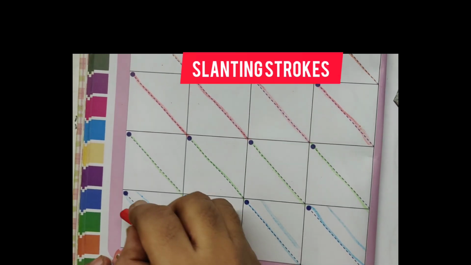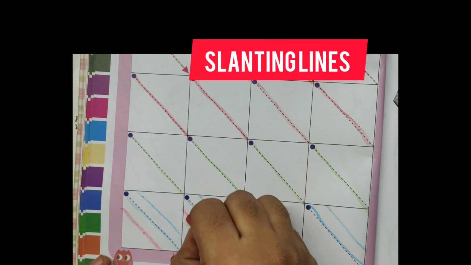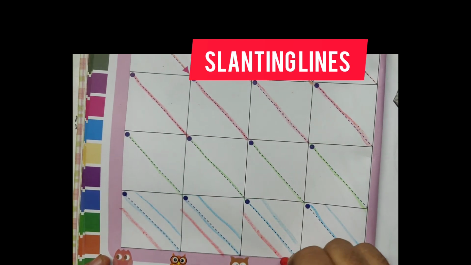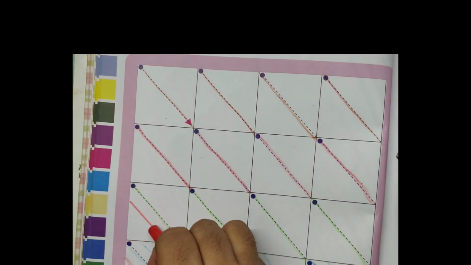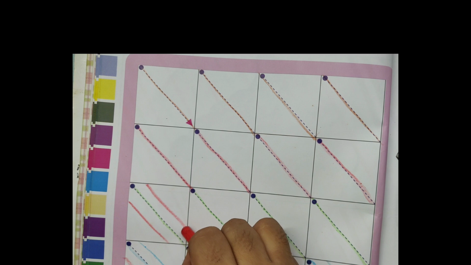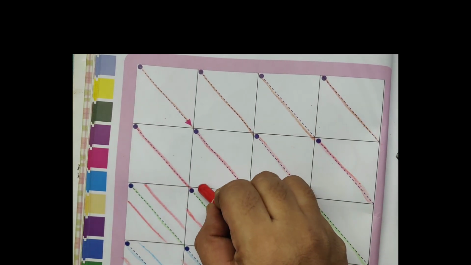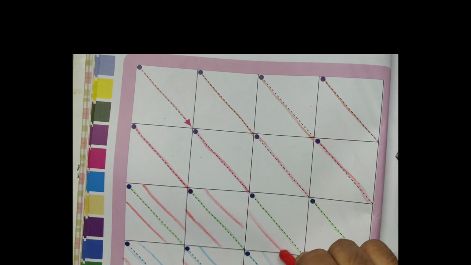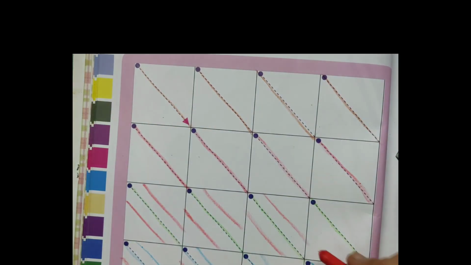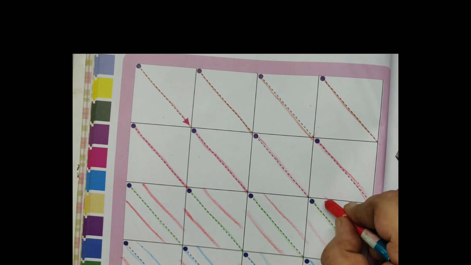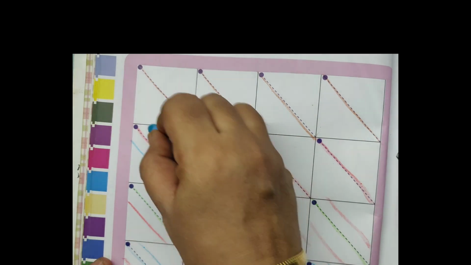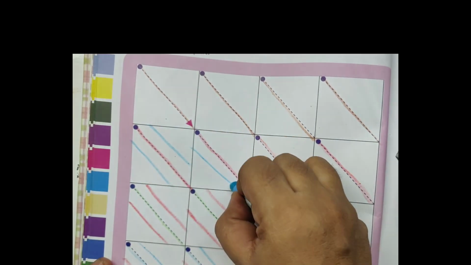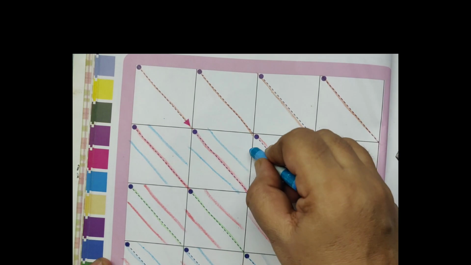Can draw slanting line. This is slanting line. This is slanting line. Slanting line. This is quilt. Slanting line. Slanting line. Slanting line.